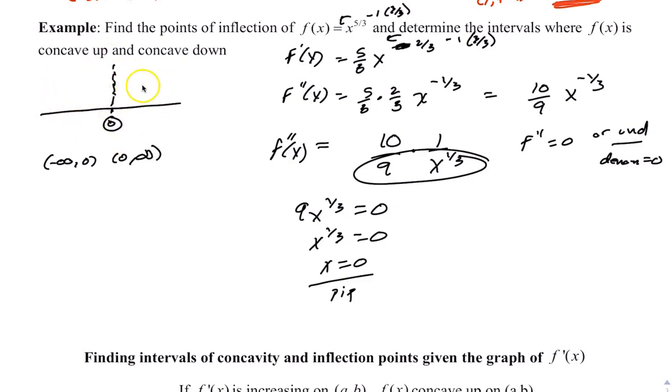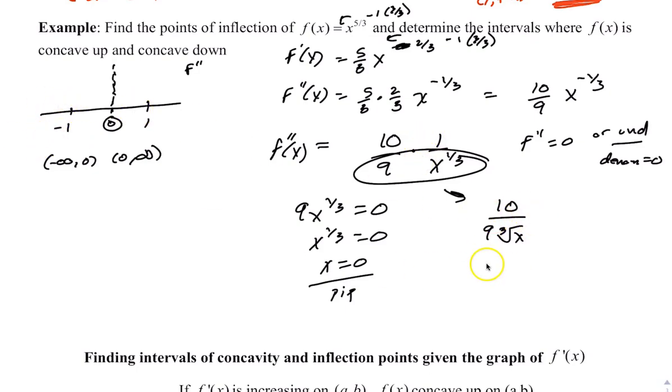Right after that, we pick our test points. Something to the left of 0, like -1. Something to the right of 0, like 1. Remember, this is our second derivative graph, so it helps me remember where to plug my test points in. So I'm plugging into this guy. Now that is kind of funky, so let me rewrite it a little nicer. This is 10 over 9 times the cube root of x. A little easier to plug into, at least mentally.